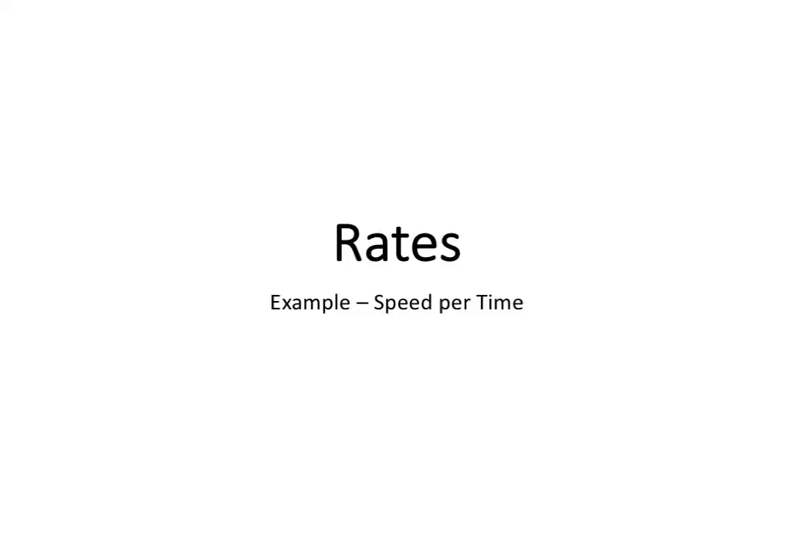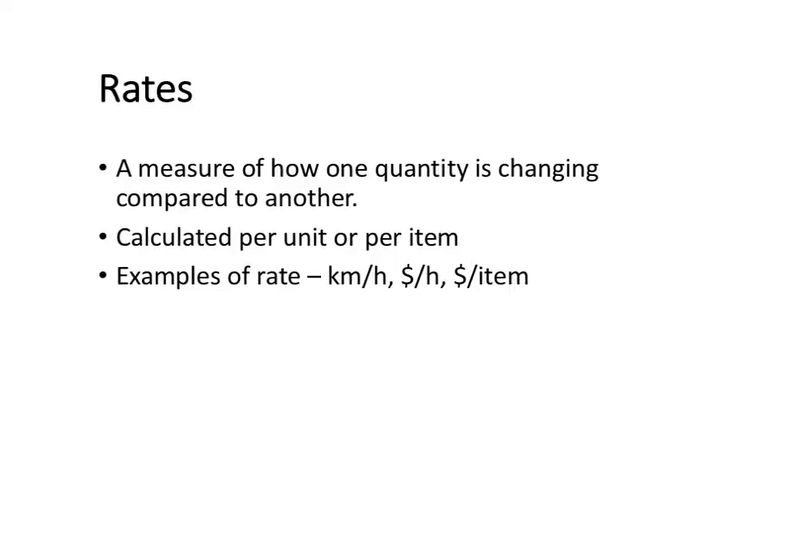In this video, we're going to have a look at calculating using rates with a speed per time example. Rates are a measure of how one quantity is changing compared to another quantity. It is normally calculated on a per unit or per item basis. Rates are used in everyday life.